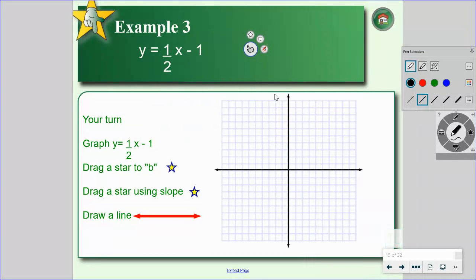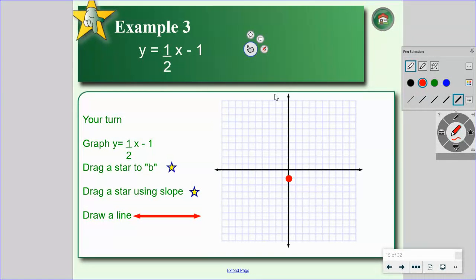Example 3, if you want, pause, try it on your own. Come on back when you're ready. I'm going to note here that the y-intercept is -1, and if you think about it, that would be (0, -1). So we go to our graph and we plot the point at (0, -1).